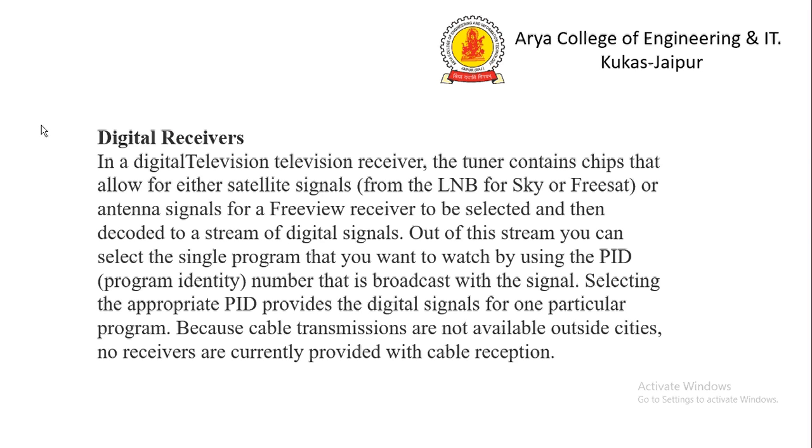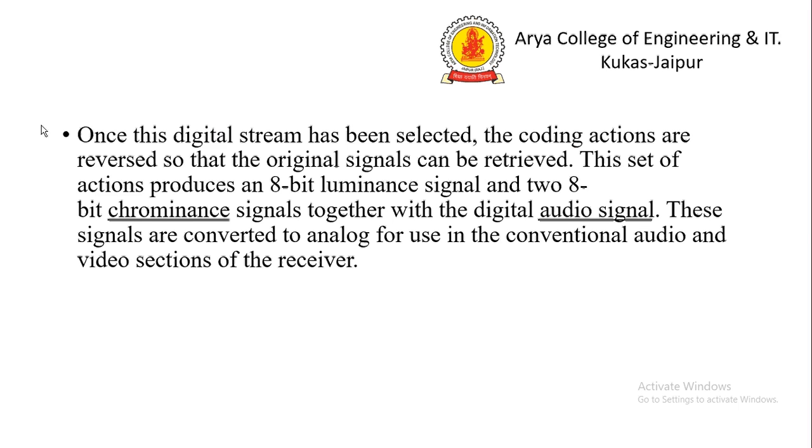Once this digital stream has been selected, the coding actions are reversed so that the original signal can be retrieved. This set of actions produces an 8-bit luminance signal and two 8-bit chrominance signals together with a digital audio signal. These signals are converted to analog for use in the conventional audio and video section of the receiver.